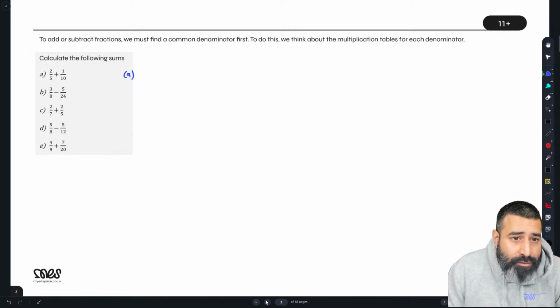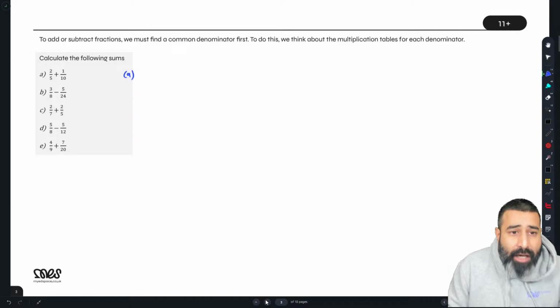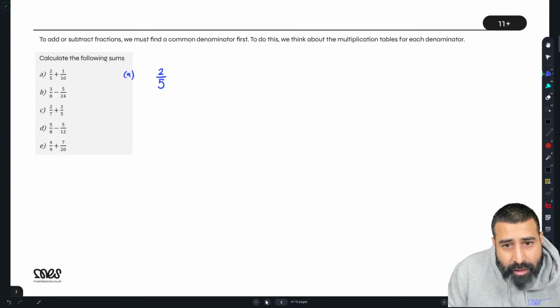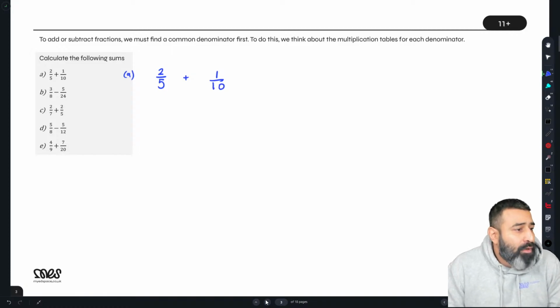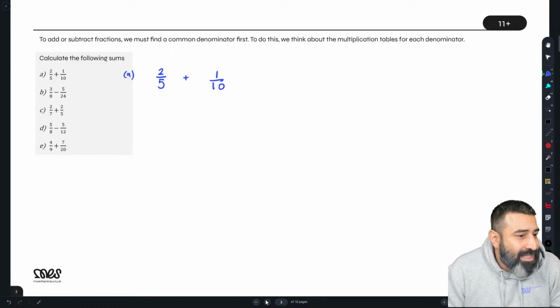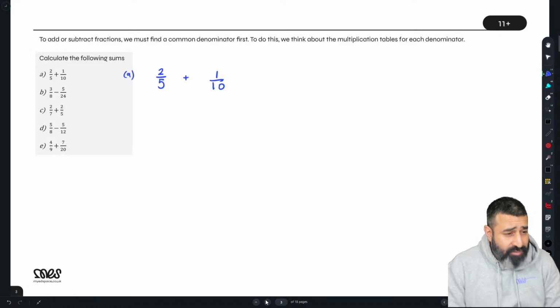So let's rewrite question A, because we need to add up 2 over 5 and 1 over 10. Now, can I just add these fractions up as written? Can I add them up? Yes or no? Tell me in the chat. Justify your answer as well.